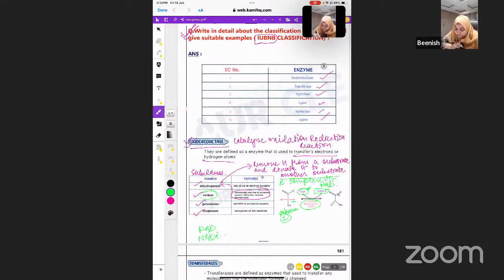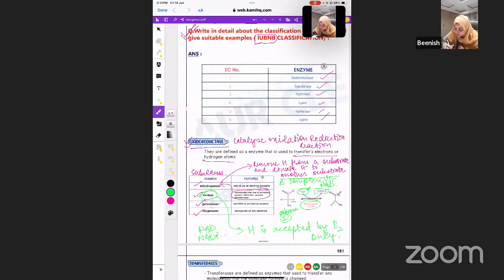Then you have another subclass of oxidoreductase, that is your oxidase. Now, in oxidase, the hydrogen atom acceptor is always what? It is oxygen. So that is the difference between a dehydrogenase and an oxidase. In dehydrogenase, that acceptor can be anyone apart from oxygen. But in oxidase, that acceptor is oxygen. So hydrogen is accepted by oxygen only.